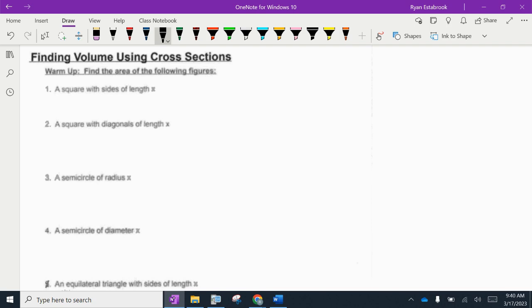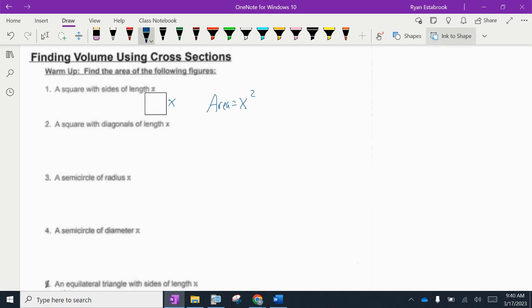What is the formula for the area of a square if each side has a length of x? Quick turn to your partner, 3 seconds max. What is the area of a square? Go. It is called a square because you take the side and square it.